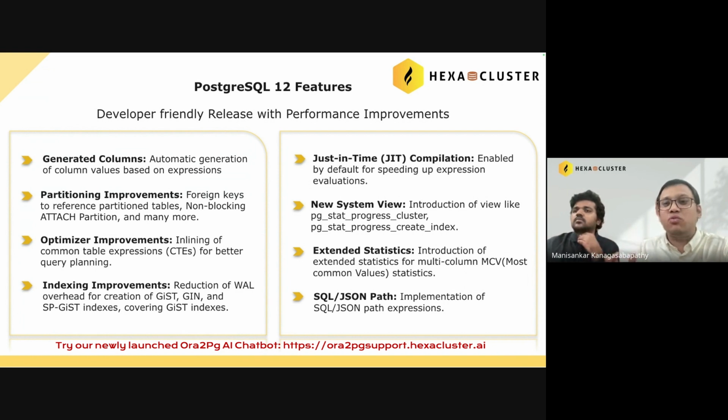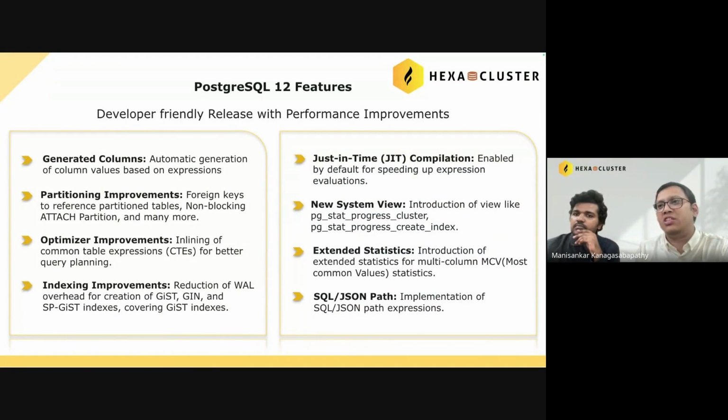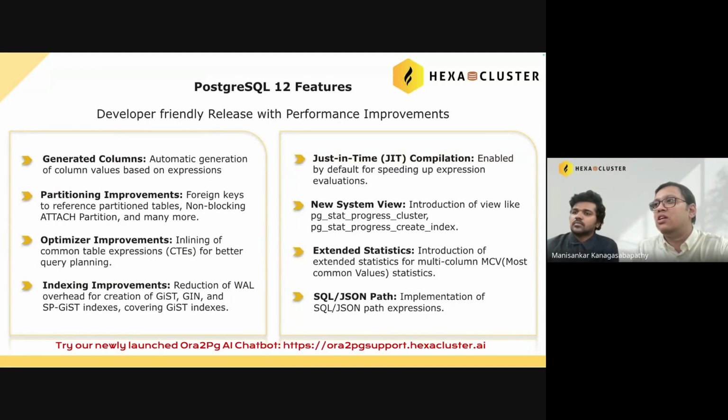Similarly, there are several improvements to partitioning. Postgres 11 was definitely a breakthrough for partitioning, right? With a lot of features added, but Postgres 12 has added the much needed features in partitioning, like foreign keys to reference partition tables, non-blocking attach partition, many more partitioning improvements, right? You can actually have thousands of partitions starting from Postgres 12, and it's going to be really doing the partition pruning and elimination effectively. There are several optimizer improvements and indexing improvements.